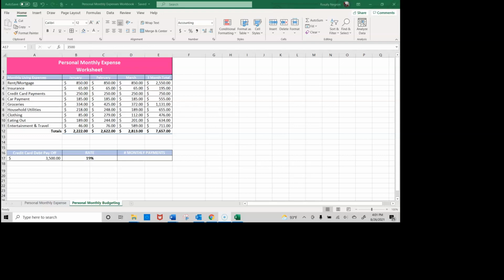Because I think if I'm using it correctly, it might be really useful in knowing how many payments you have left to pay off, like credit card debt. So I'm using the personal monthly expense worksheet to create my example. Let's just say that the balance due for credit card debt is $3,500 at a 19% annual interest rate.